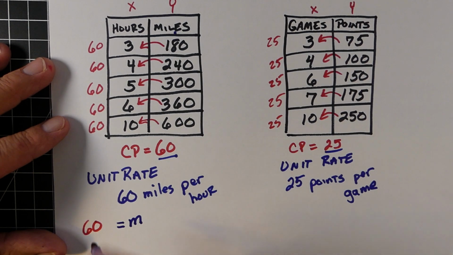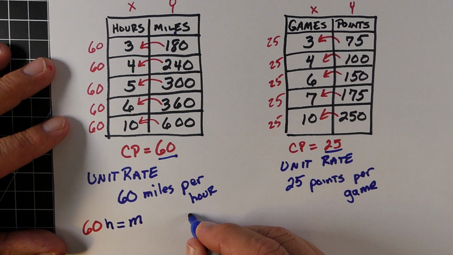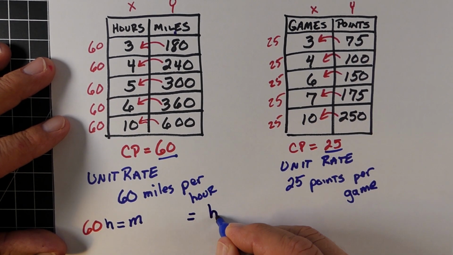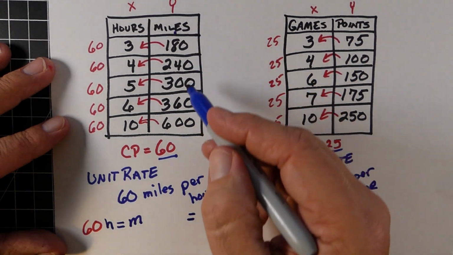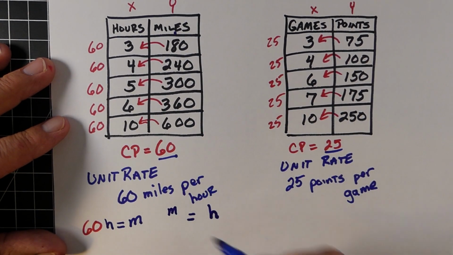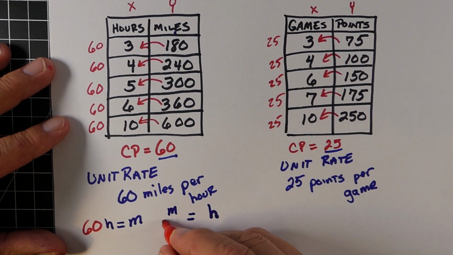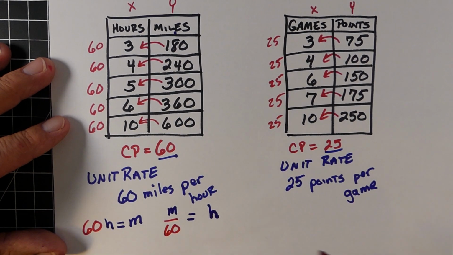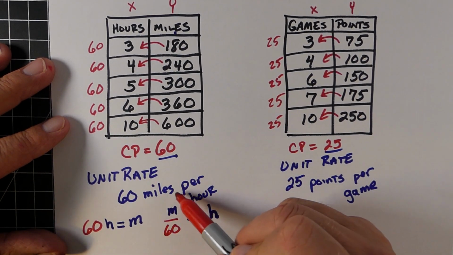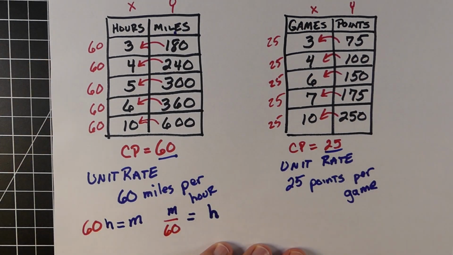So this one, if we're trying to find miles, which is y, we're going to take 60 times whatever x is, in this case hours, and that would give us miles. If we're trying to find hours, again, we have to use 60. You would take whatever the miles would happen to be, which is the y, divided by 60, and that will give us the number of hours. So that's how we would do that one.